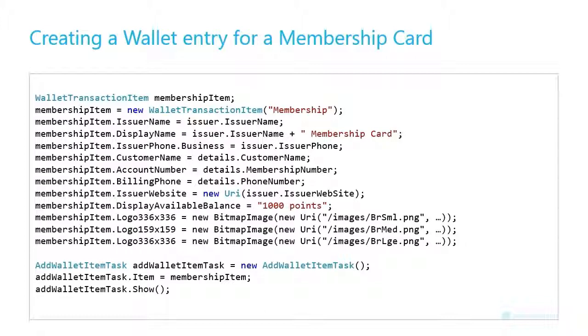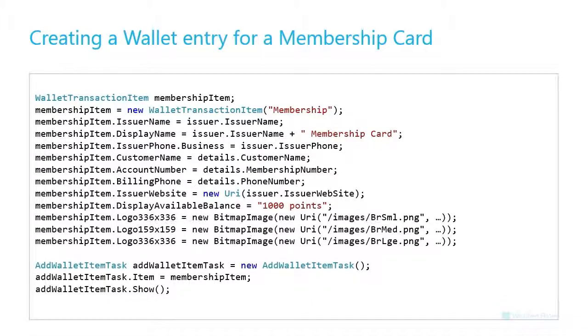So here's an example of creating a wallet entry for a membership card. You see, newing up that wallet transaction item, and then having those standard fields like you might expect, with issuer name and customer name and all those things, as well as bitmaps to go along with it, to show you how the card might look. Yeah, that's right. And those three lines at the bottom, add wallet item task, it's another one of these launcher guys. It's a launcher and chooser.